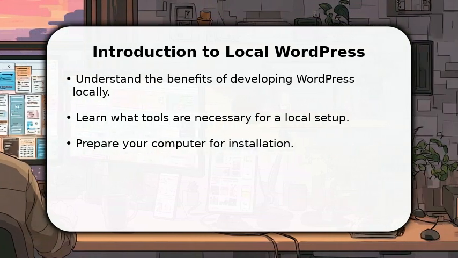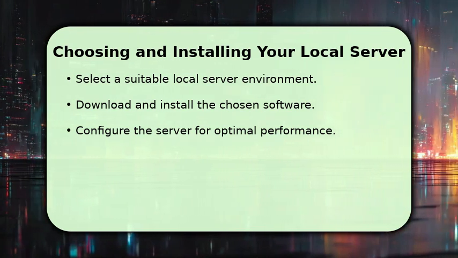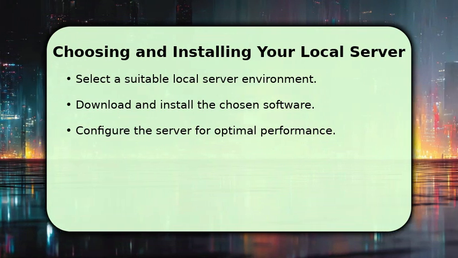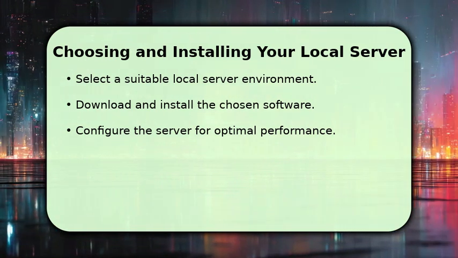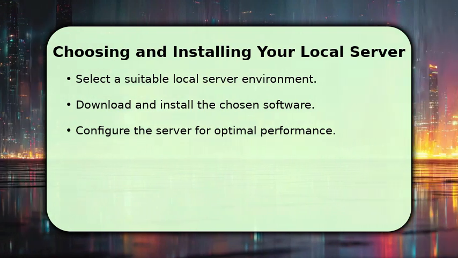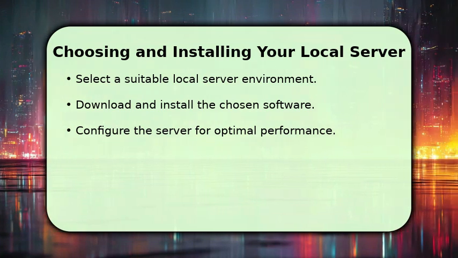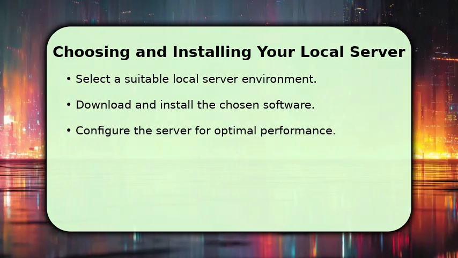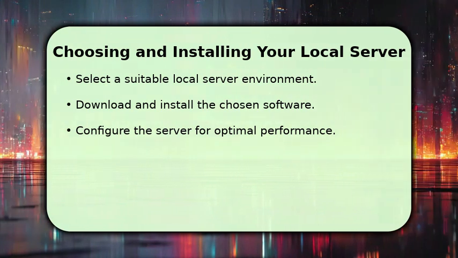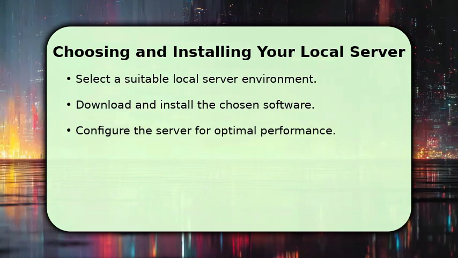Let's get started. Setting up your local server is the foundational step. We'll explore popular options like XAMPP, WAMP, or Local by WP Engine, which provide the necessary Apache, MySQL, and PHP components. I'll guide you through downloading and installing your chosen software, ensuring it's correctly configured on your operating system. This setup creates a powerful, self-contained environment on your machine, ready to host multiple WordPress installations. It's simpler than you might think.